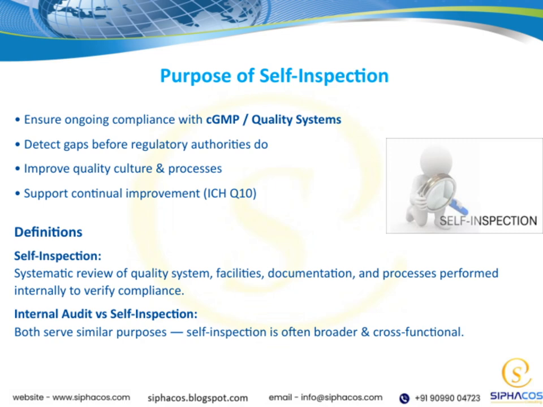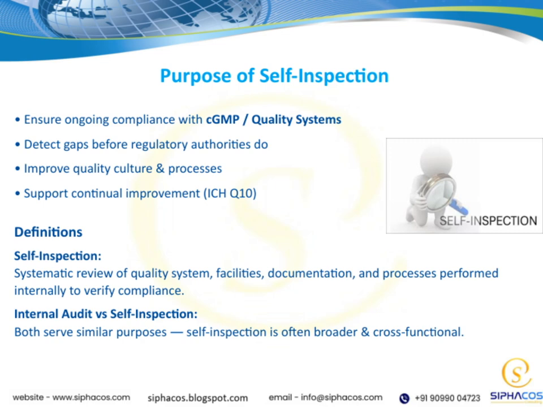By regularly reviewing our processes and systems, we can identify areas for improvement and implement changes that enhance overall quality. This continuous effort aligns with the principles outlined in ICH Q10, supporting our commitment to ongoing improvement.